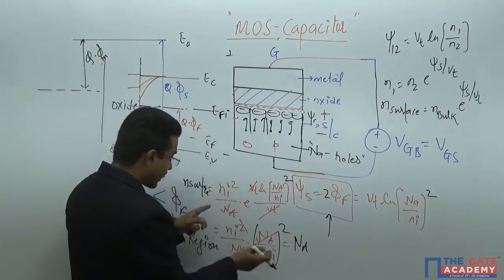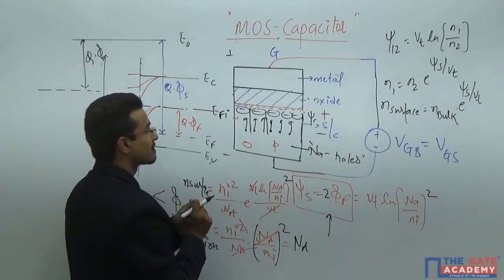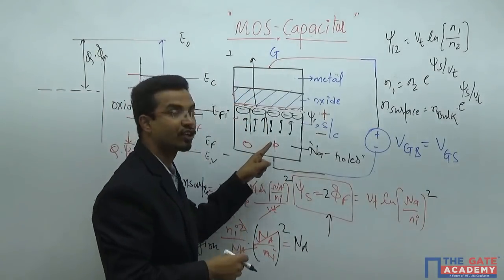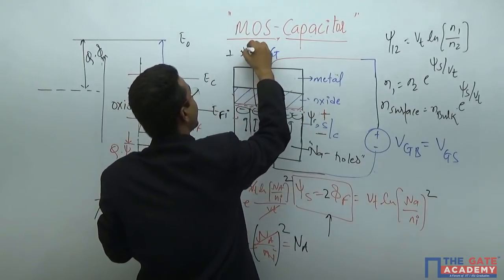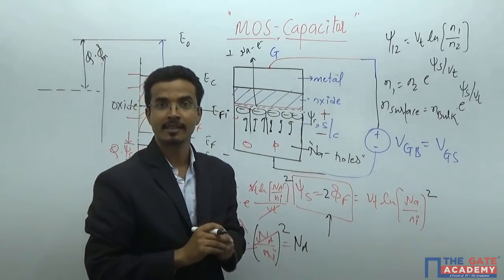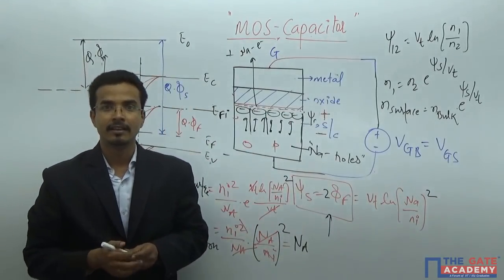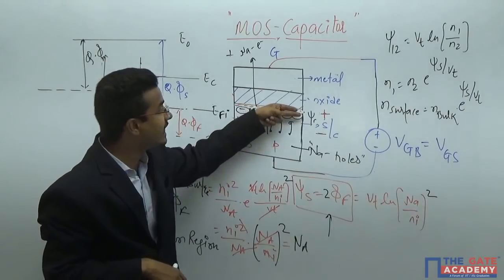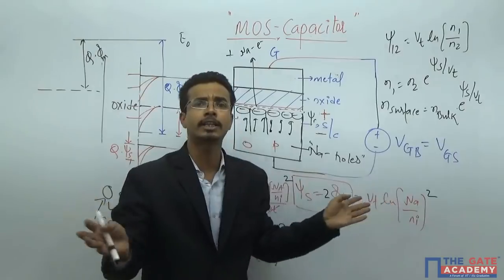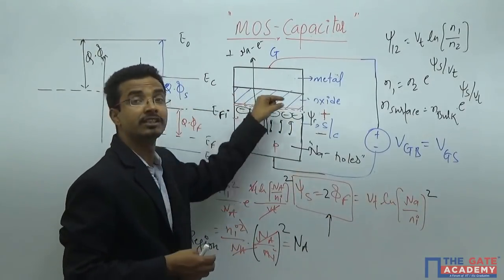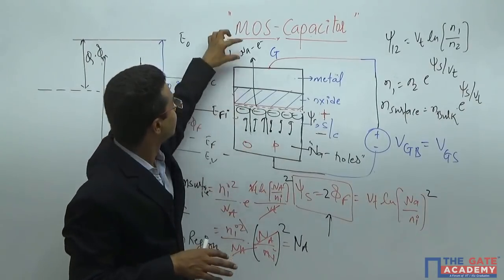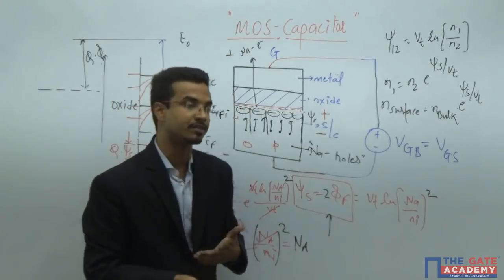But what is happening at this particular voltage? Psi s goes to 2 phi f. Here, the electron concentration is equal to the doping concentration, that means Na electrons you are having at the interface. What is the beauty? Previously the holes were Na here, now electrons are Na here. That means you have inverted the behavior of this surface, this interface. That is the meaning of charge inversion.